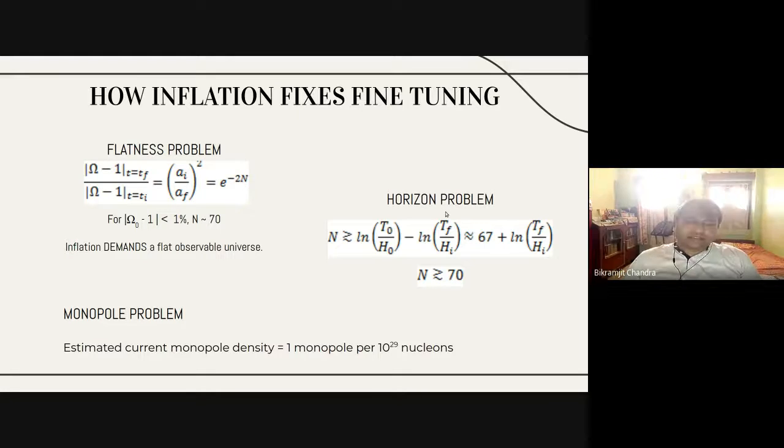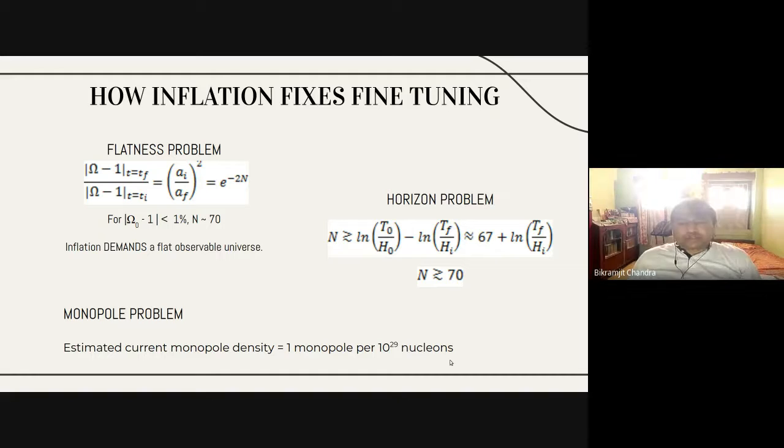And finally, how does it explain the monopole problem? Very simple. Monopoles were created before inflation. No new magnetic monopoles were created after inflation. So monopoles are created, inflation happens, and the monopole density is completely decimated. Currently, the best estimate we have comes from an experiment in Antarctica called IceCube. From the best estimate from IceCube, we currently have one monopole every 10 to the power 29 nucleons.